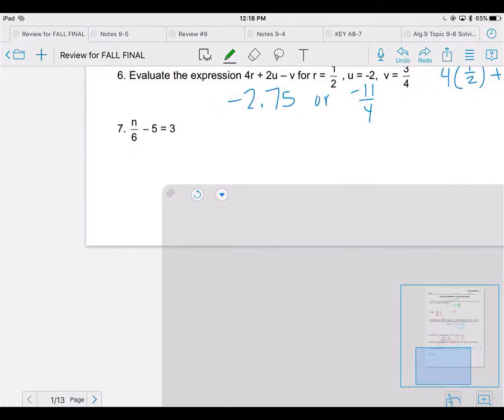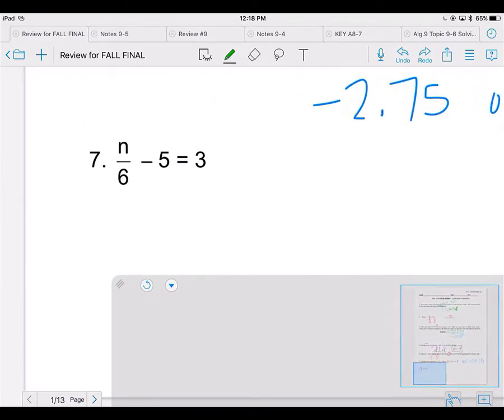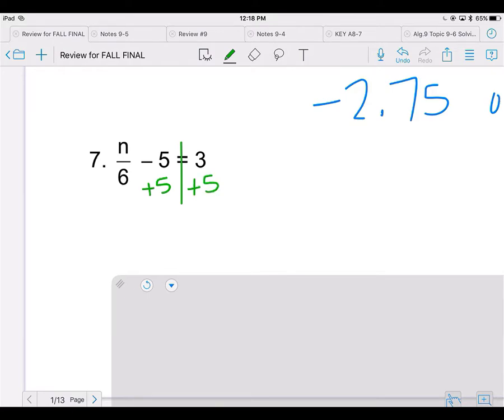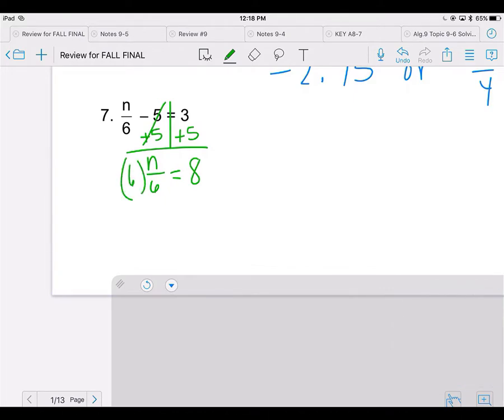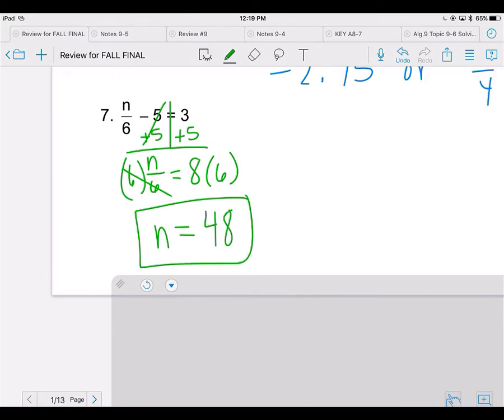Problem 7, they want me to solve for N. In order to solve, I will add 5 to both sides first. So N over 6 equals 8. And then multiply both sides by 6 because N is being divided. So to get rid of division, we would multiply. And 8 times 6 is 48.